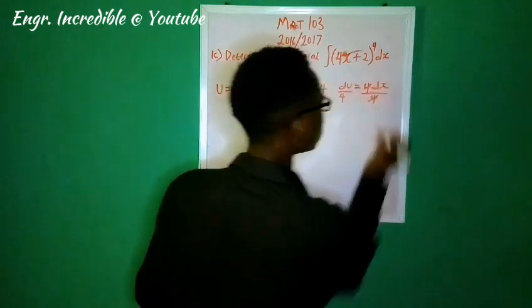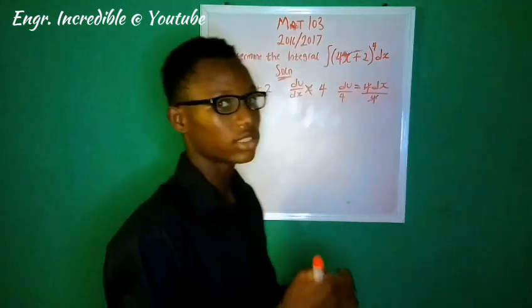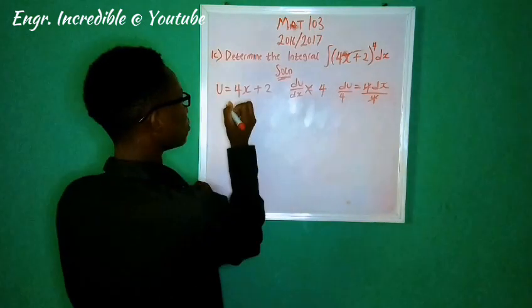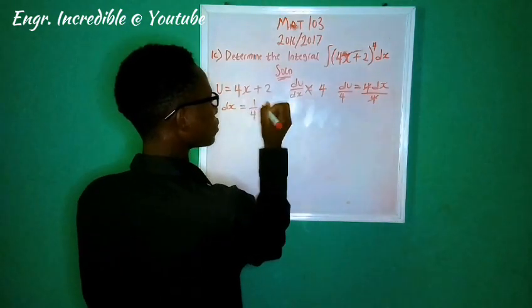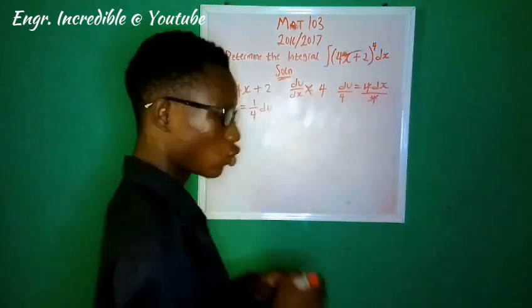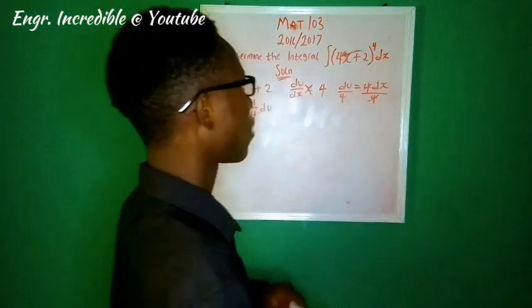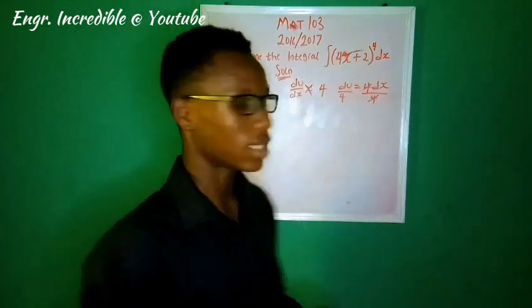So 4 cancels 4 here. Then we have dx is equal to du over 4. That means dx is equal to 1 over 4 times du. So after this, we'll come back to our equation that we were given earlier.